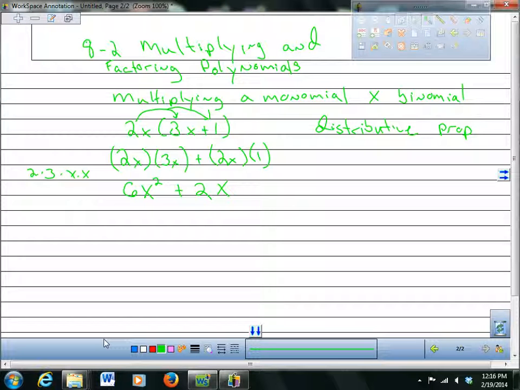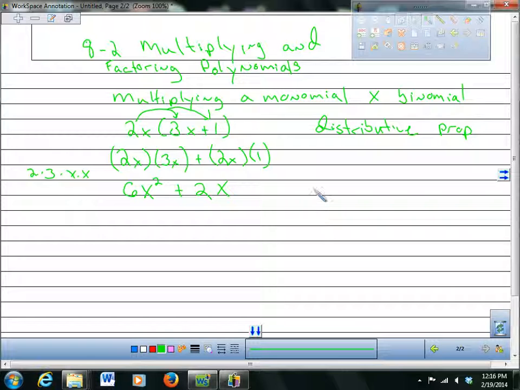Okay? Is that really difficult? No. Okay. And that's called the distributive property method. Okay. There's another method, and I'm going to show you that method.